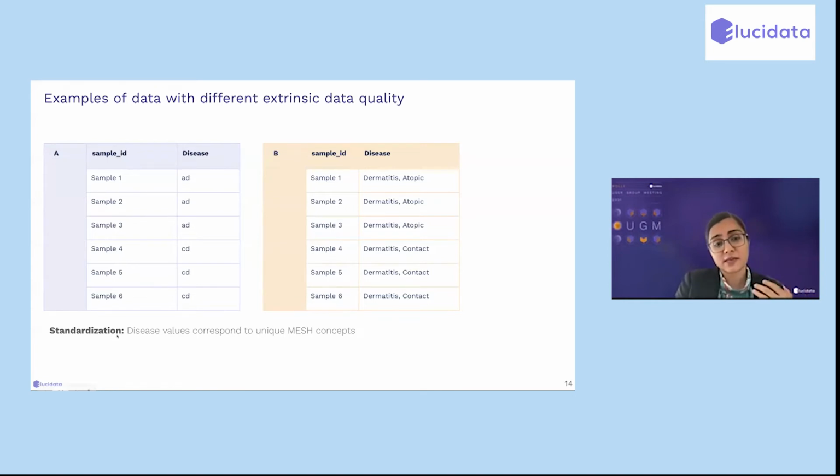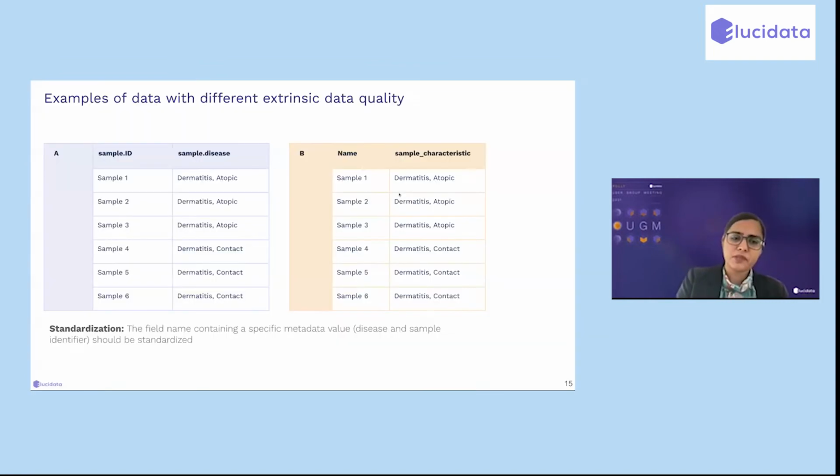Similarly, we can think about standardization. If we define standardization as disease values that correspond to unique MeSH concepts, then the data presented on the left, where the disease is written in a short form, for example, AD and CD, which can mean something else as well, will not meet that quality criteria, and the data on the right, where the term is spelled out and uses a defined ontology, will meet that quality criteria.